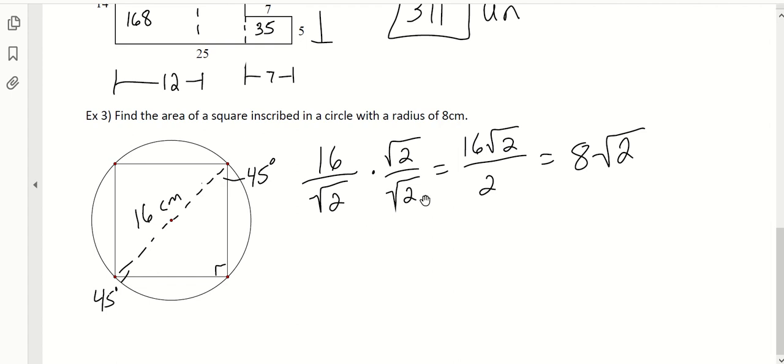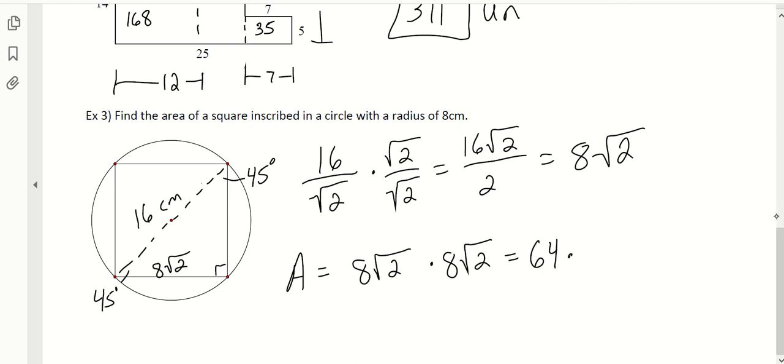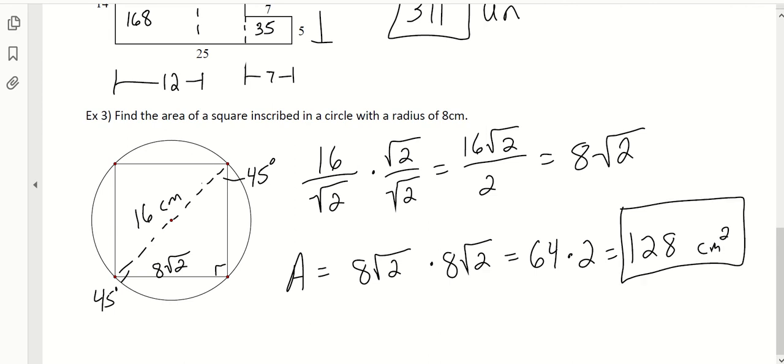Pause the video here, take a look at my supporting work if you don't understand that. So that is one side of this square. And not only is it one side, it's all the sides. So every side is 8 multiplied by square root of 2. So to find the area of the square, it's going to be 8 square root of 2 multiplied by itself. 8 times 8, we get 64. Square root of 2 times square root of 2, we get 2. 64 times 2, we get 128 centimeters squared. So there we go, 128 centimeters squared for the area of the square.